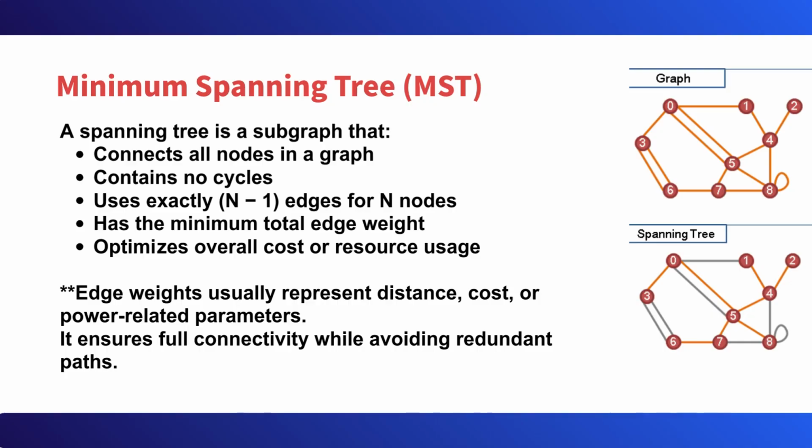A minimum spanning tree goes one step further. In addition to connecting all nodes without cycles, it also minimizes the total edge weight. These edge weights usually represent real-world parameters such as distance, construction costs, or power-related factors. Therefore, MST provides the most cost-efficient way to build a fully connected network.